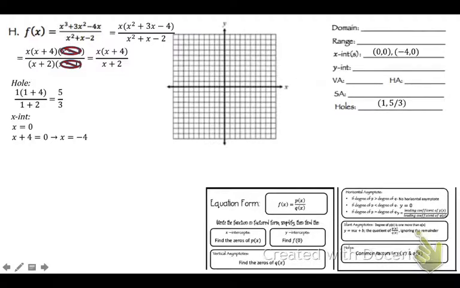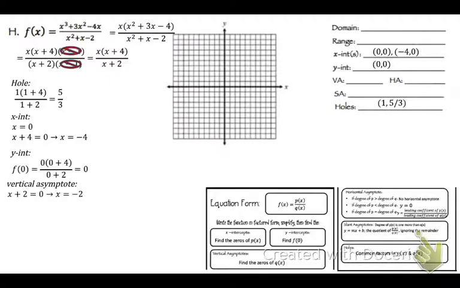Okay, now my x-intercepts, we have x equals 0 and x plus 4 equals 0, so x equals negative 4 and x equals 0. So (0, 0) and (negative 4, 0). Y-intercept, plug in 0 into the simplified equation, and you just get 0, so that's (0, 0). Vertical asymptote, x plus 2 equals 0, which means x equals negative 2. Horizontal asymptote, the degree on top is greater than the degree on bottom, so there's no horizontal asymptote.